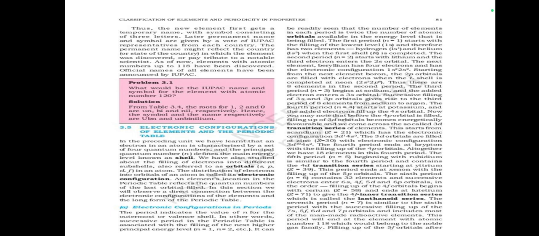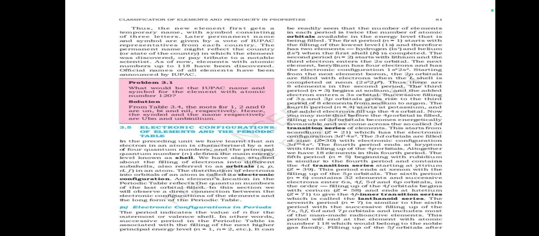The third period, n is equal to 3, begins at sodium, and the added electrons enter the 3s orbital. Successive filling of 3s and 3p orbitals gives rise to the third period of 8 elements from sodium to argon. The fourth period, n is equal to 4, starts at potassium, and the added electrons fill up the 4s orbital.